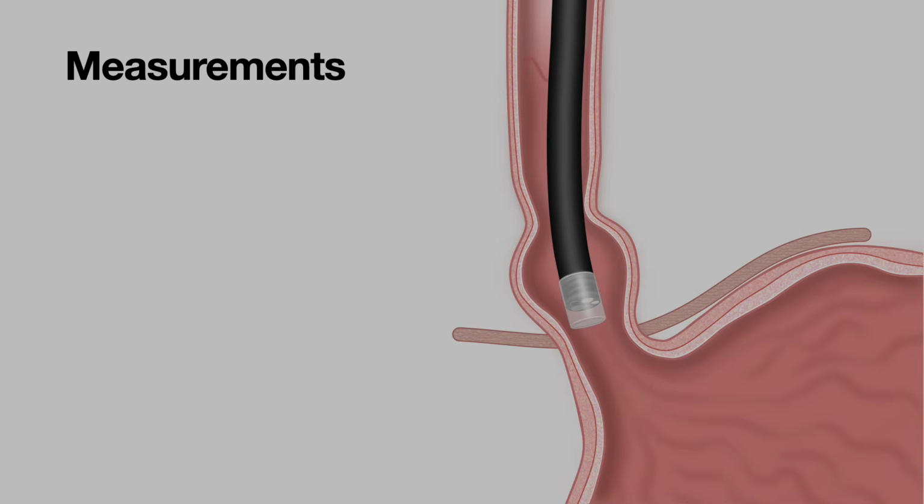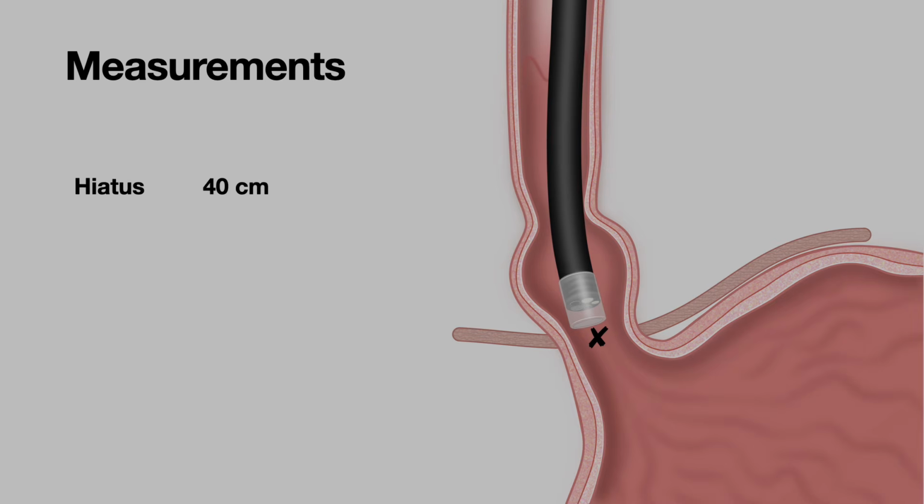So now let us look at what a hiatal hernia is. Here the stomach prolapses up into the chest through the diaphragmatic hiatus. So here you see the scope. You measure where the diaphragm pinches. That is, the hiatus is at 40 centimeters.